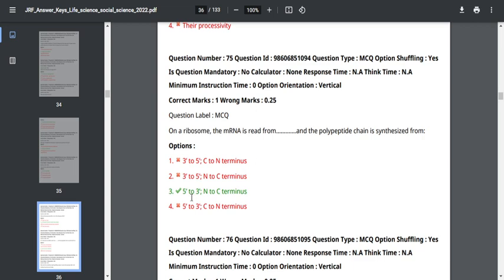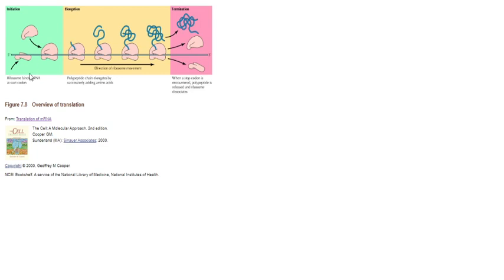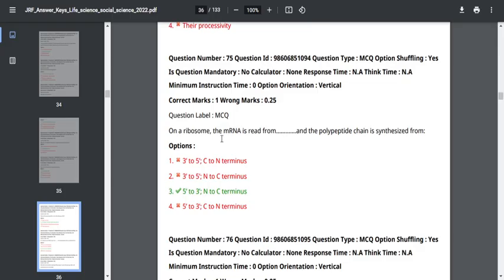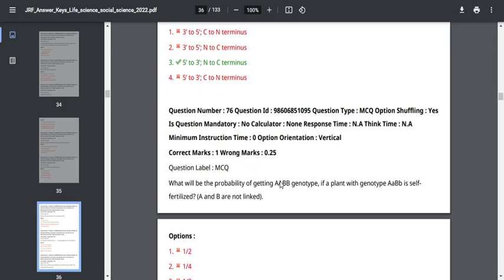On a ribosome, the mRNA is read from 5 prime to 3 prime, that is from N terminal to C terminal. So if you check the mechanism of translation, you can see that the direction goes from 5 prime to 3 prime. So this is how the mRNA will be read and protein will be synthesized.